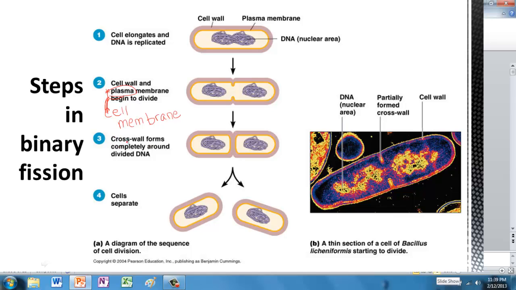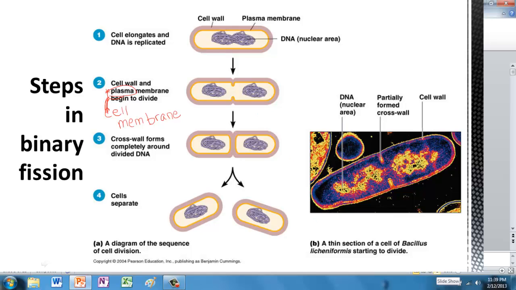Then, step 3, a cross wall forms completely around the divided DNA. So we can see here's our cell wall, and now it's formed and completely enclosed the DNA on one side and the copy on the other side. And then step 4 is the cells separate into two new cells. These two cells have the exact same DNA as the parent cell.